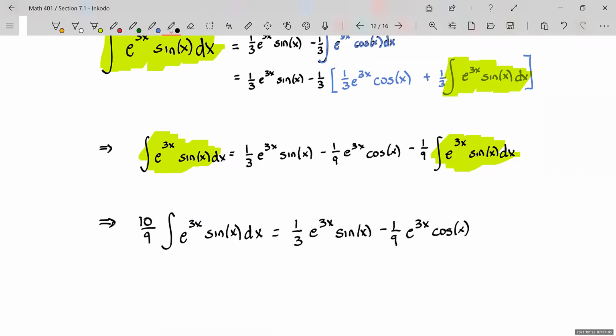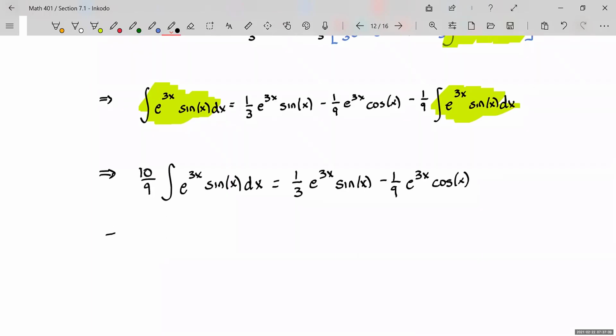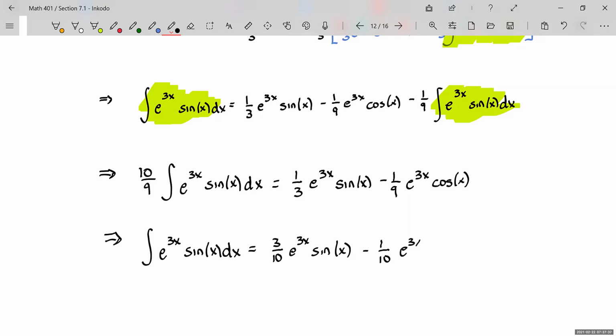There's a little bit of a thing I'm missing here. I'll mention in the end. I'm going to multiply everything by 9/10. So we get our original integral, the integral of e to the 3x sine of x dx. We now know what that equals. It equals 9/10 times all this stuff. What is that? 3/10 e to the 3x. Yes, you can factor out the e to the 3x. I just didn't. Minus 1/10 e to the 3x cosine of x. And the thing I'm missing here is the plus c. It's an indefinite integral, so I should put the plus c on there.